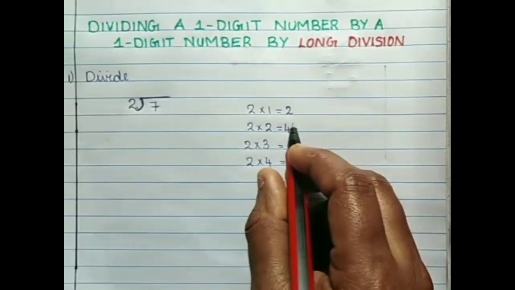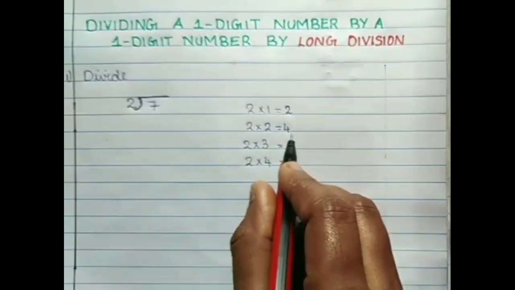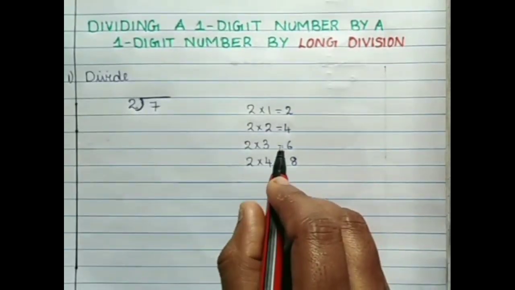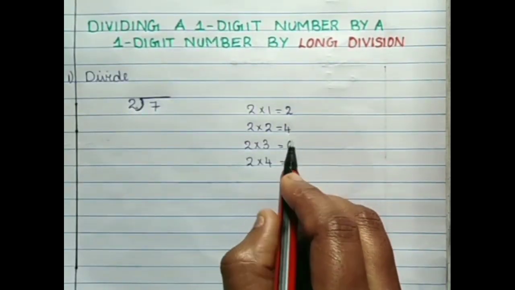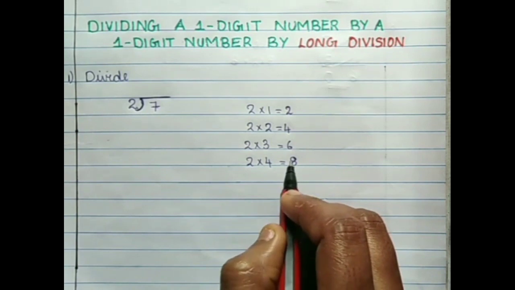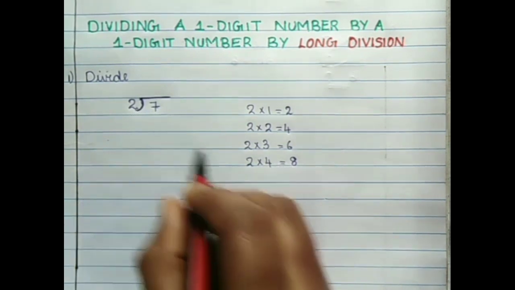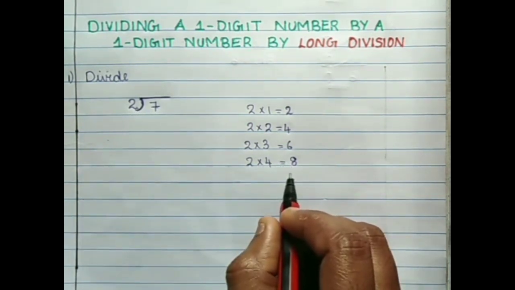Children, check whether we have the number 7 in the table of 2. Did we have the number 7 in the table of 2? No, we have only 2, 4, 6, 8, etc. So we do not have the number 7 in the table of 2. Then how will you divide the number 7 by 2? Listen children, I will tell you.